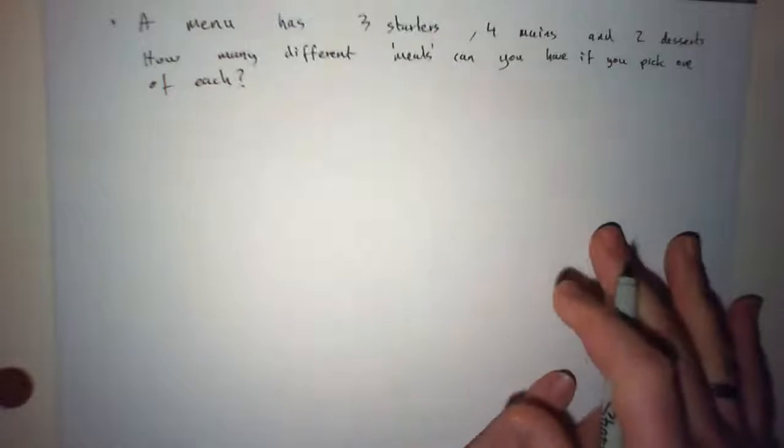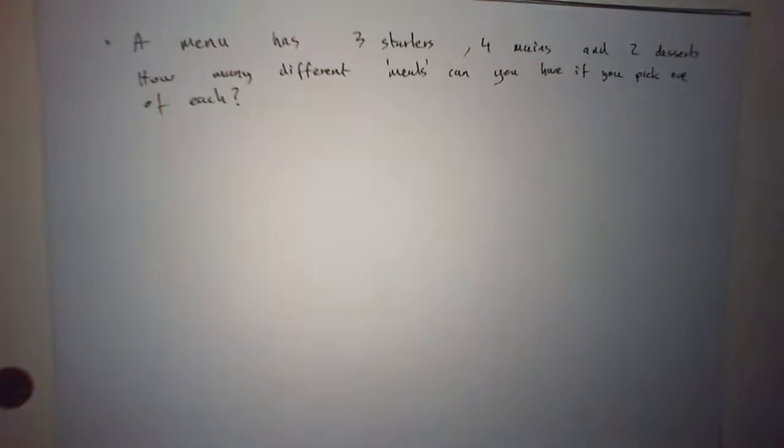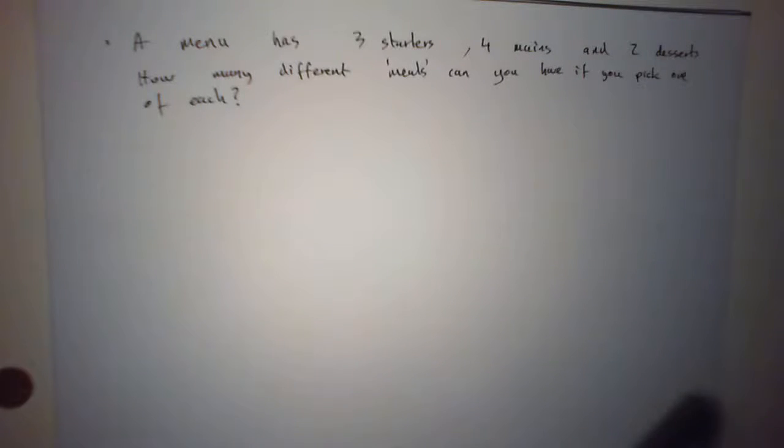Okay, so you have 3 starters, 4 mains, and 2 desserts. I'm going to count from 3, 2, 1 and see, can you give me the total number of outcomes that there could be? So 3, 2, 1, go.